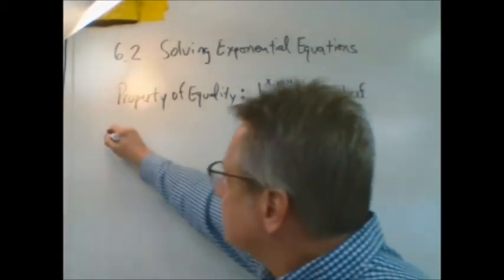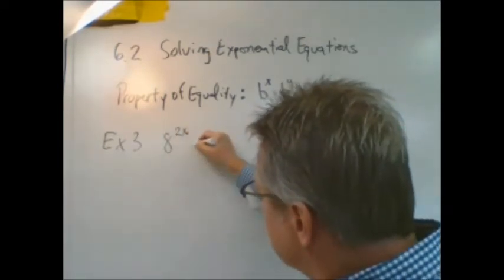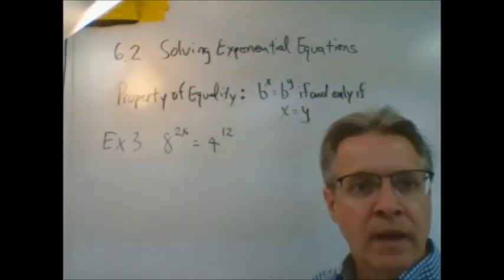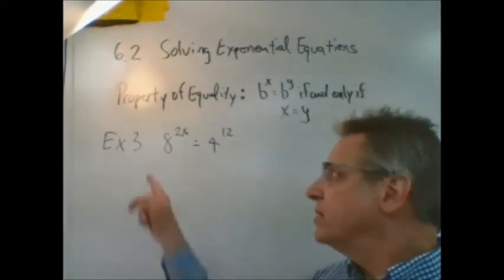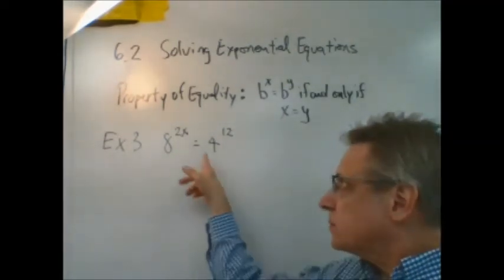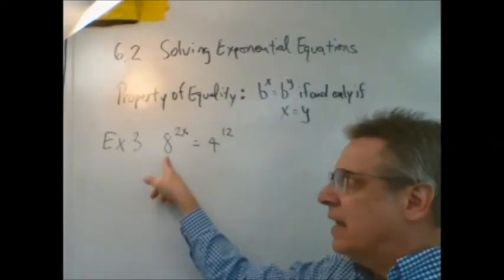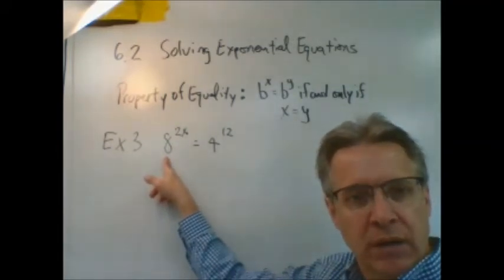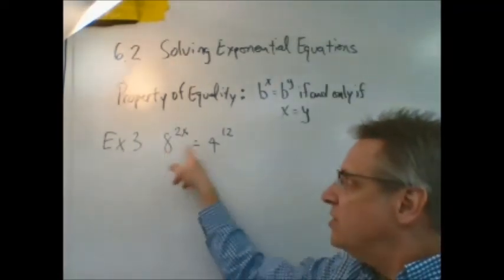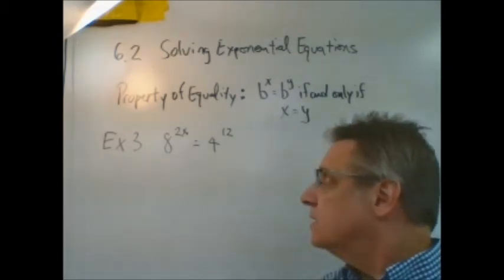Example 3, 8^(2x) equals 4^12. Again, we don't have the bases equal to each other, and unlike the previous problem, we can't just change this to a 4 because 8 is not equal to 4 to any power. It's equal to 4 times 2, but not 4 to the second power. And so we have to change both of these bases to something that is equal to each other.